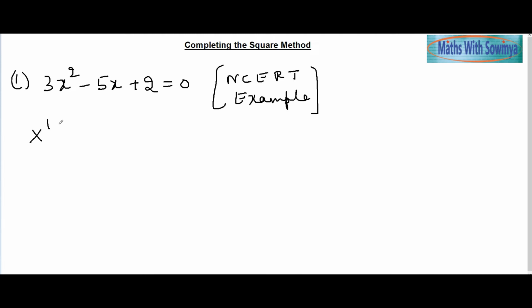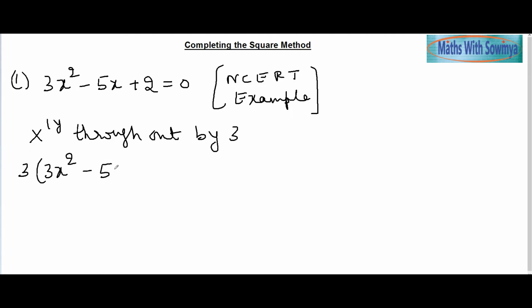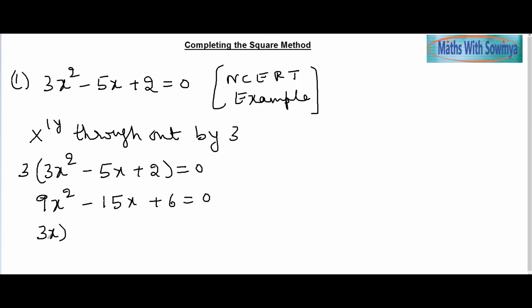Or you can multiply throughout by 3. That means you are multiplying both sides, or multiply and divide. So this will go in the same way. So 3 into 3x square minus 5x plus 2 is equal to 0. Multiply throughout. This will give you 9x square minus 15x plus 6 is equal to 0. Now the first term has become the perfect square for me.